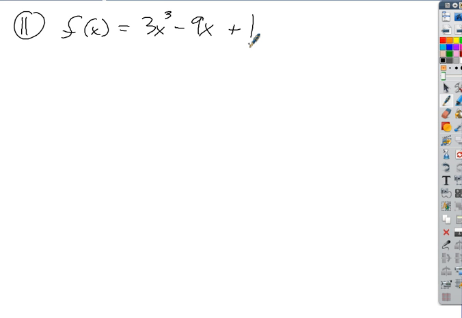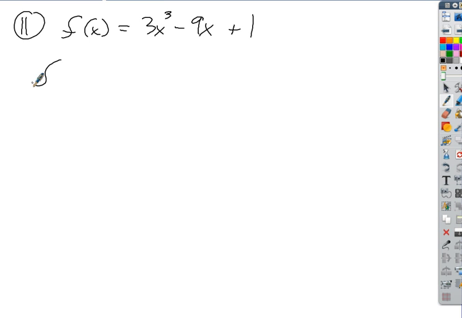Any issues with the domain? Any places where the function's undefined? No. We know that because there are no x's on the bottom and no even roots, so we're fine there. Domain is all reals. Good. So we can move on to the first derivative.